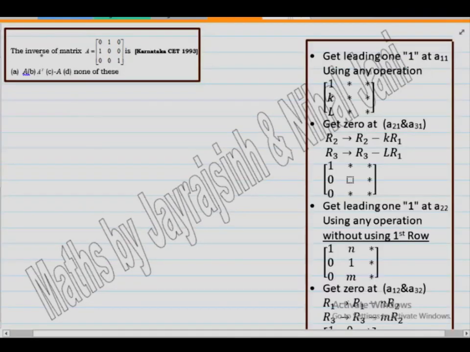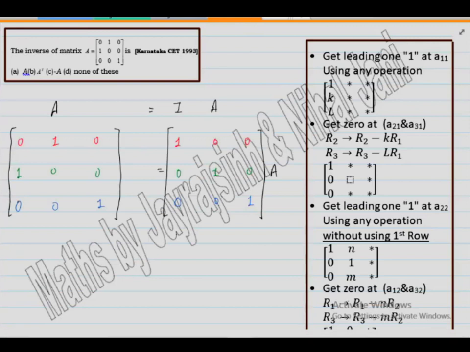In our next question, we have to find the inverse of this matrix. Actually, both 1 and 0 are there, so it won't be difficult, but we should follow the tradition. First step is to write in the form of A is equal to IA. Here it is. Now the first step is to get the leading one at the A11 point. We have one, but it is not at the A11 point, right? So the preferable option is, let's interchange the first and second rows.